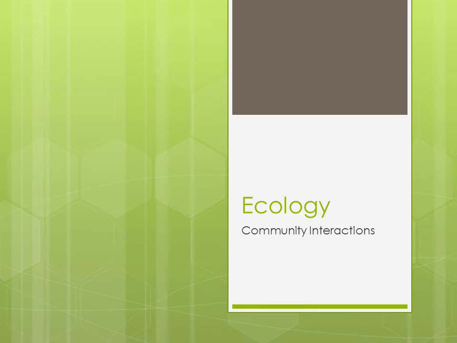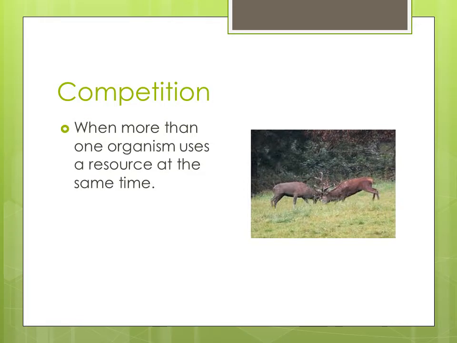This is about ecology and community interactions. So when we look at community interactions, this is how organisms interact with each other. So when we have one species interacting with another species is specifically what we're talking about. One thing that can happen is that two species can compete.